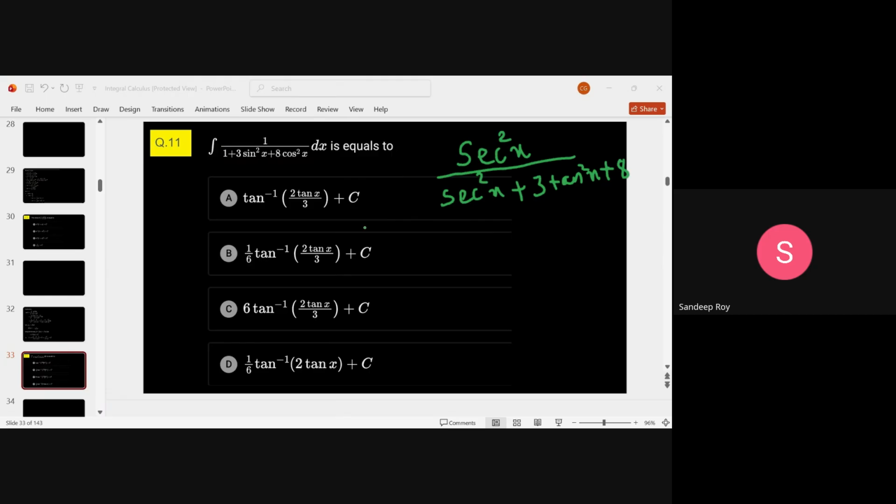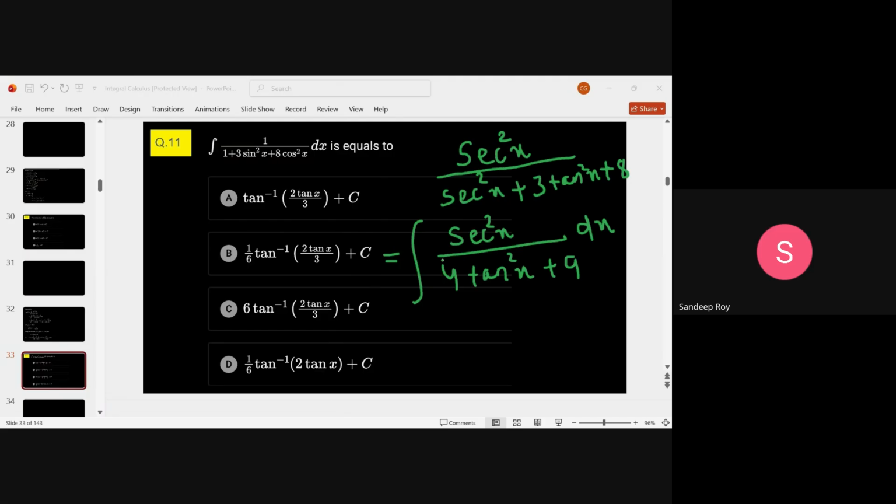Now over here again you can simplify. The numerator secant square x is written as usual, and the denominator secant square x you can write as 1 plus tan square x. Then the whole denominator is simplified to 4 tan square x plus 9. Now you have to integrate this with respect to dx. So the whole question transforms to this one.